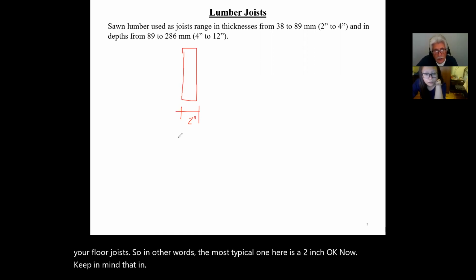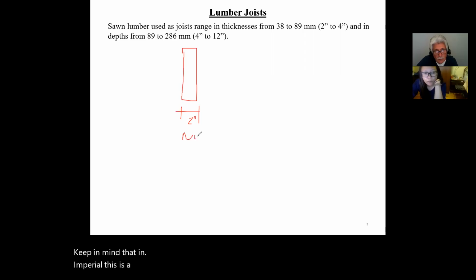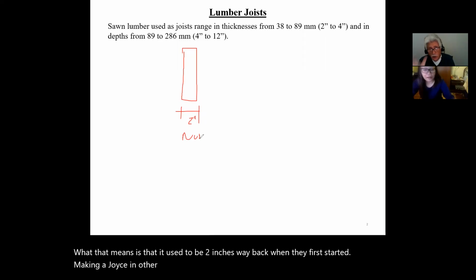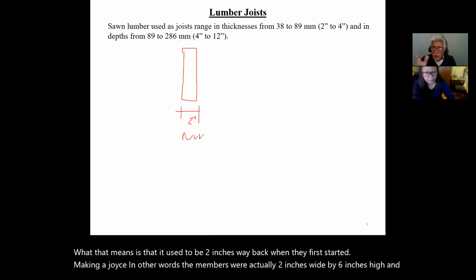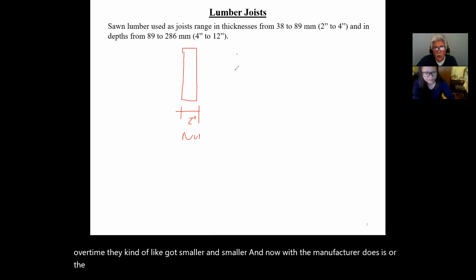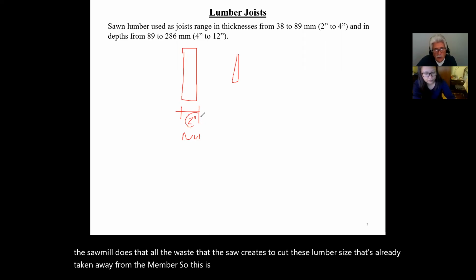in imperial, this is a nominal dimension. What that means is that it used to be 2 inches way back when they first started making the joists. In other words, the members were actually 2 inches wide by 6 inches high. And over time, they got smaller and smaller. And now what the sawmill does is that all the waste that the saw creates to cut these lumber sizes is already taken away from the member. So this is a nominal size in imperial.